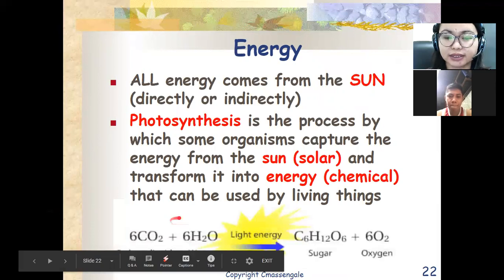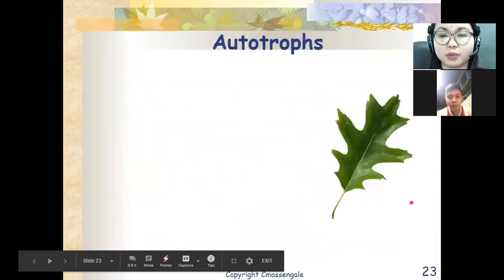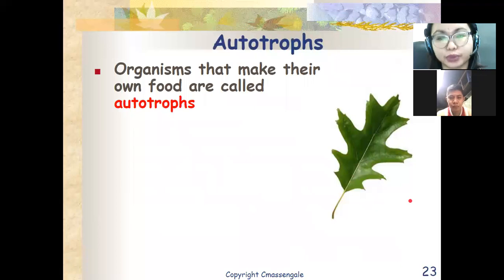So this is just the general equation that you should always remember. Carbon dioxide with water in the presence of sunlight, plants are able to transform this using chlorophyll, the green pigment, into sugar and oxygen. So we need the sugar as a source of energy, and we breathe in oxygen to provide our systems with oxygen. Otherwise, without oxygen, we cannot breathe.